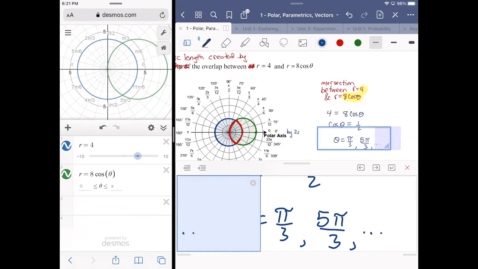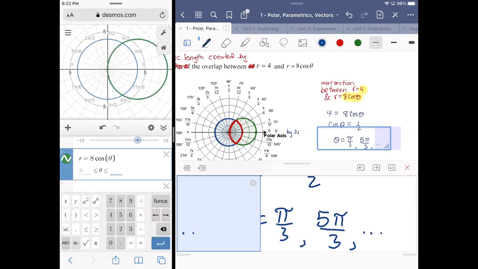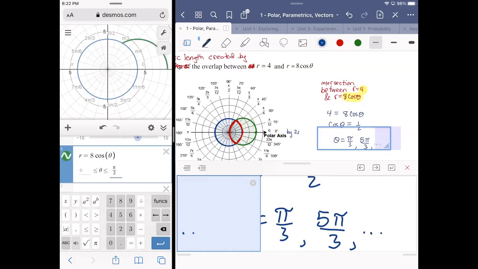So what I'll do is dial down my r equals 8 cosine theta function so that it only exists from, for example, 0 to pi over 3, and then see what that looks like. But in the end, because we're talking about symmetry between the two equations, if you have a choice, I would hope you wouldn't use the more complicated function. So it's pi over 3 to 5 pi over 3.